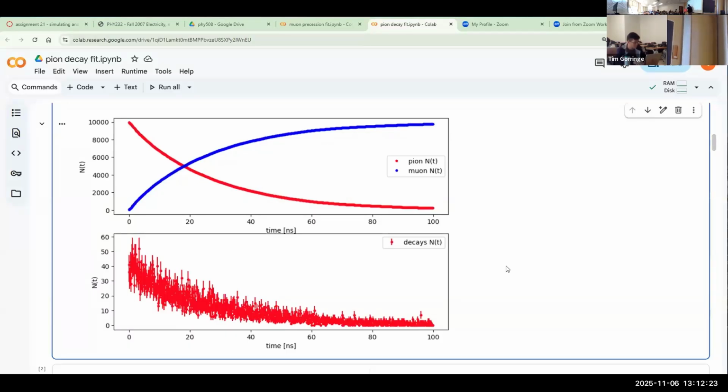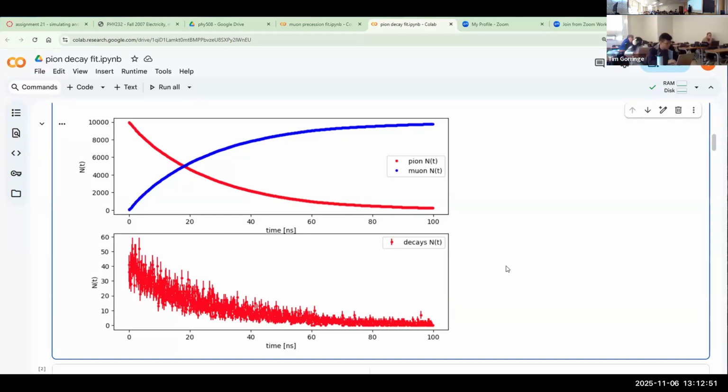I didn't show you the code of the plotting functions, but in red here, according to the legend, these are the number of surviving pions. So we started out with 1,000, and by the time we get to 100 nanoseconds, because of the 26 nanosecond lifetime, we expect hardly any. There will be a few, but hardly any. The blue is the number of muons. We started out with 0.